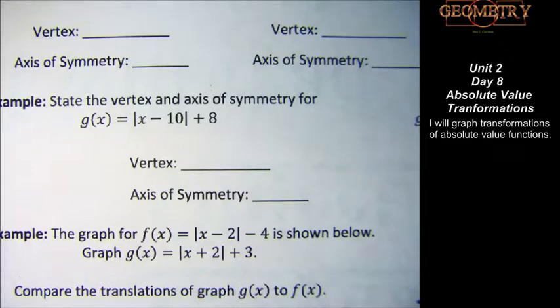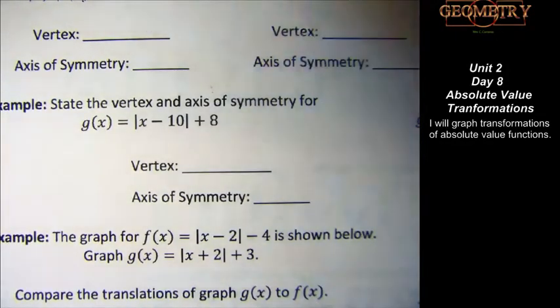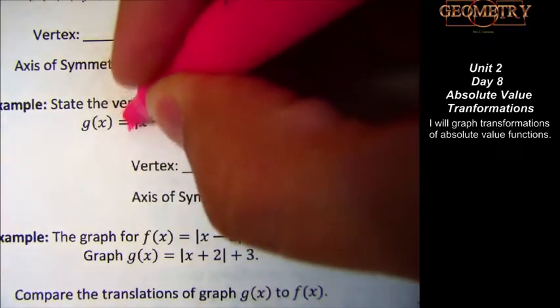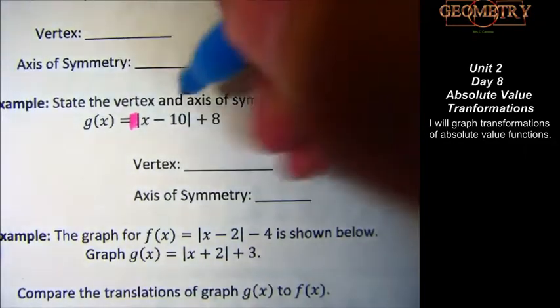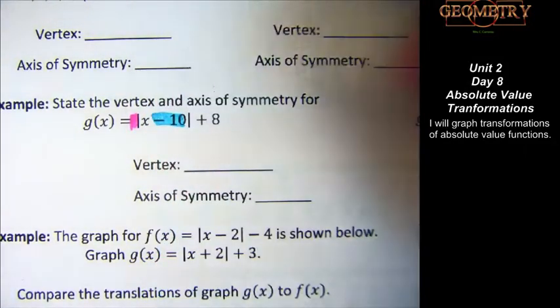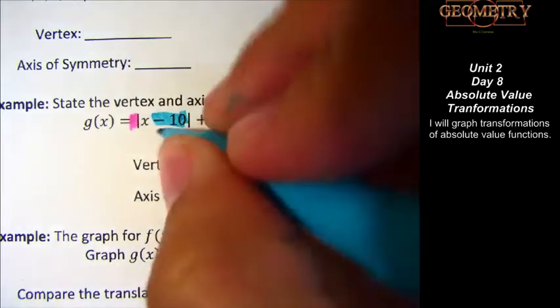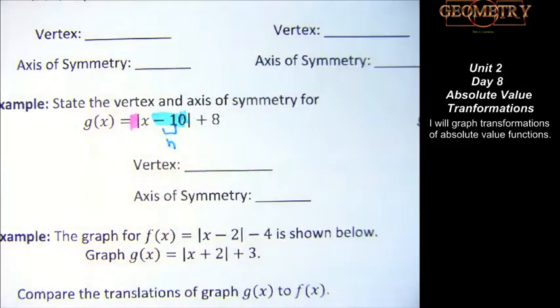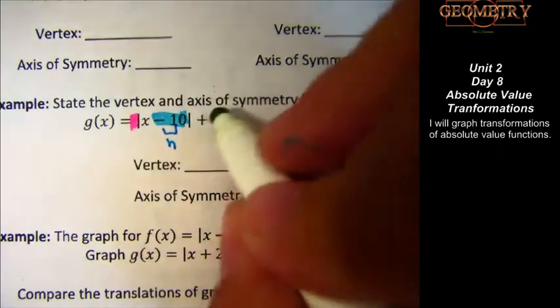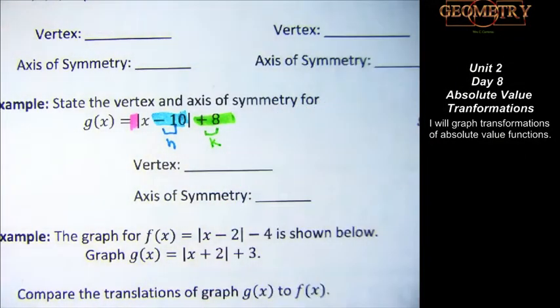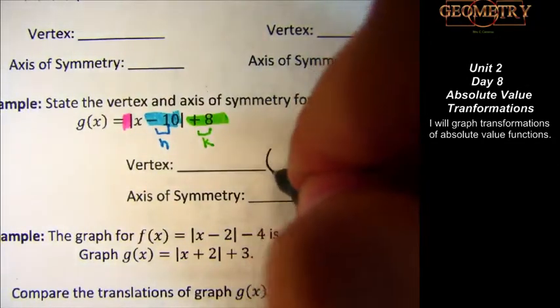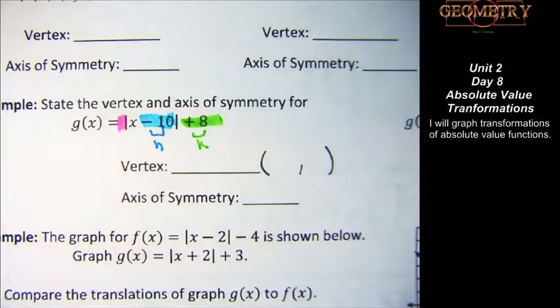All right, so looking at this without the graph, I notice that I have nothing in front of the absolute value, so I'm not going to have any sort of stretch or compress or anything. I notice that inside the absolute value next to the x, I have something. This is the value of h. And then outside of the absolute value, I have something. This is the value of k. According to my notes above, the location of the vertex is at negative h, comma k.